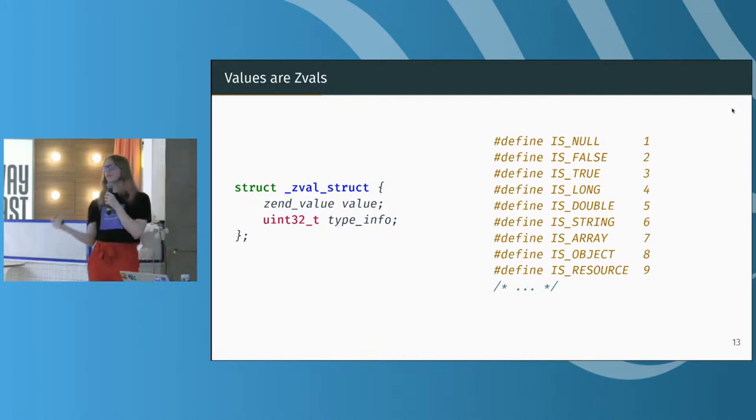The main reason is performance, because you don't need to load up a Boolean and check if it's true or false. You have it immediately from the type info.